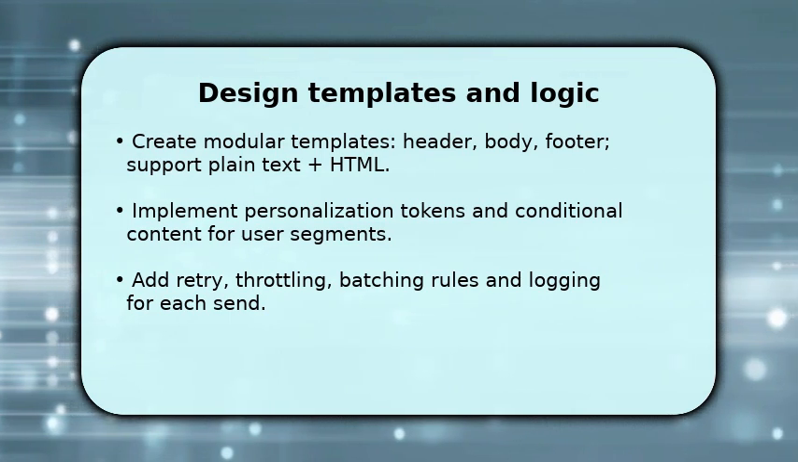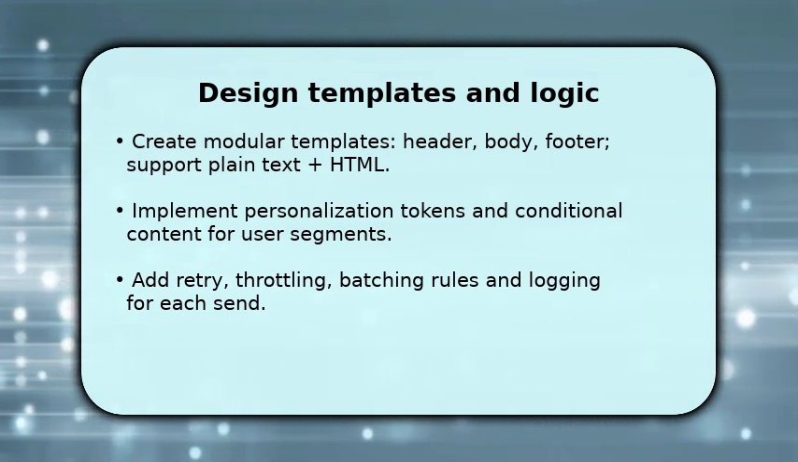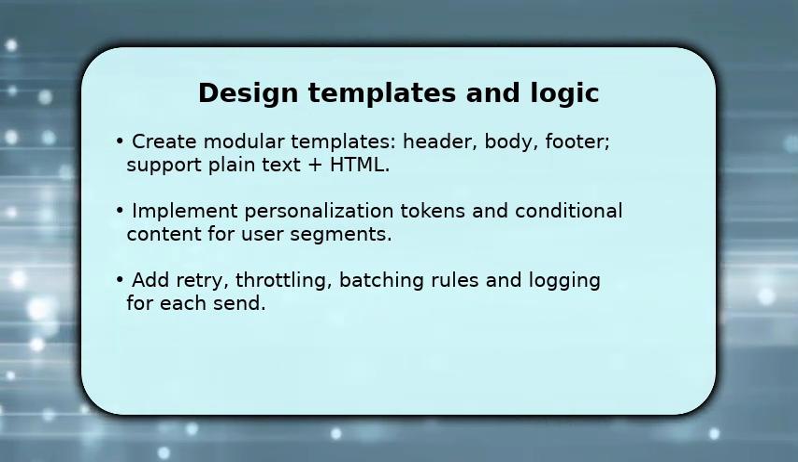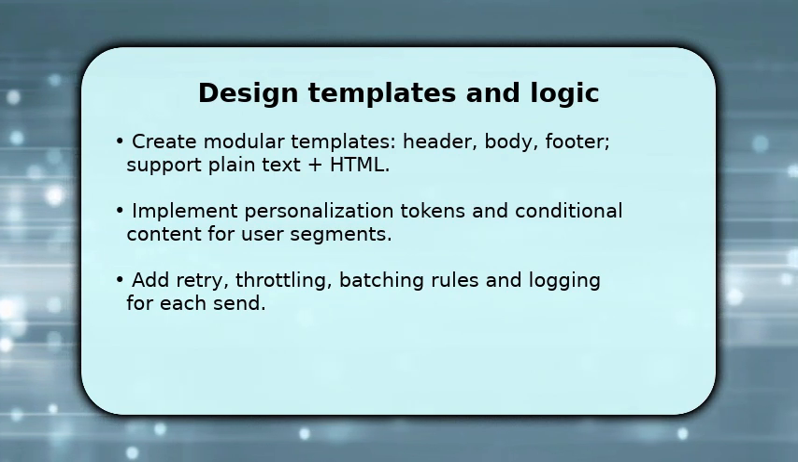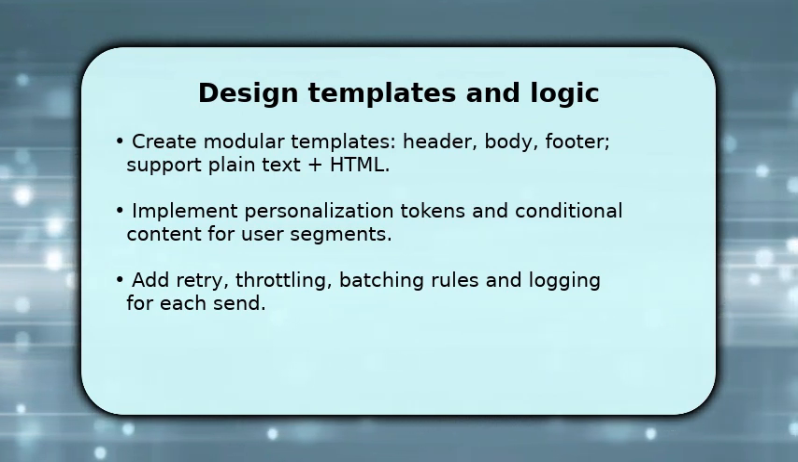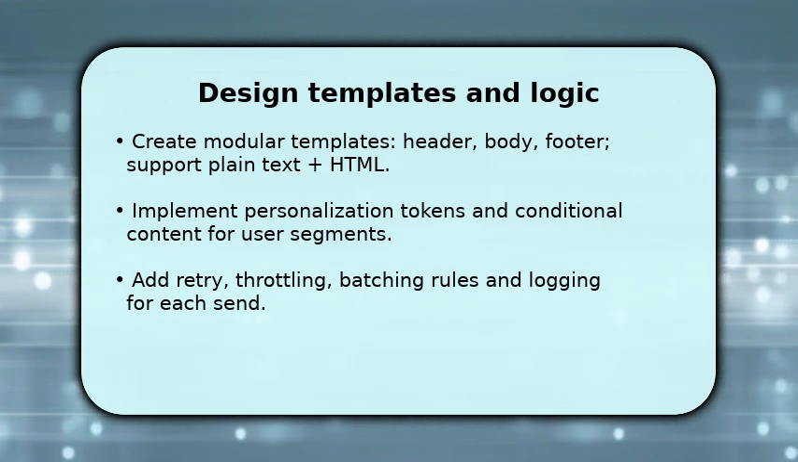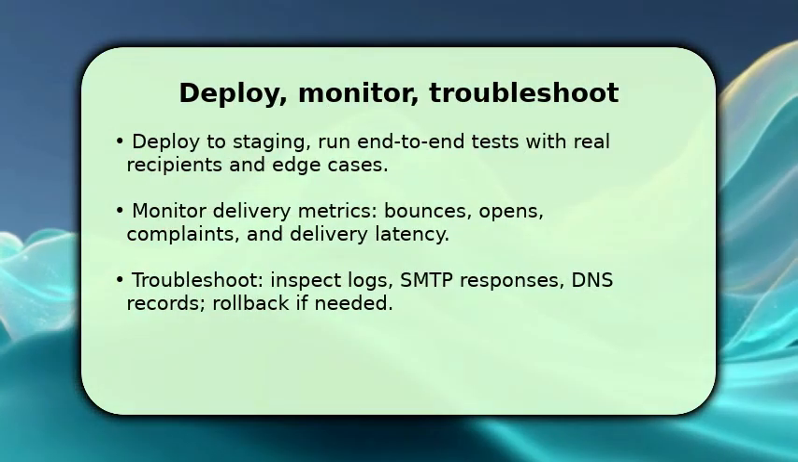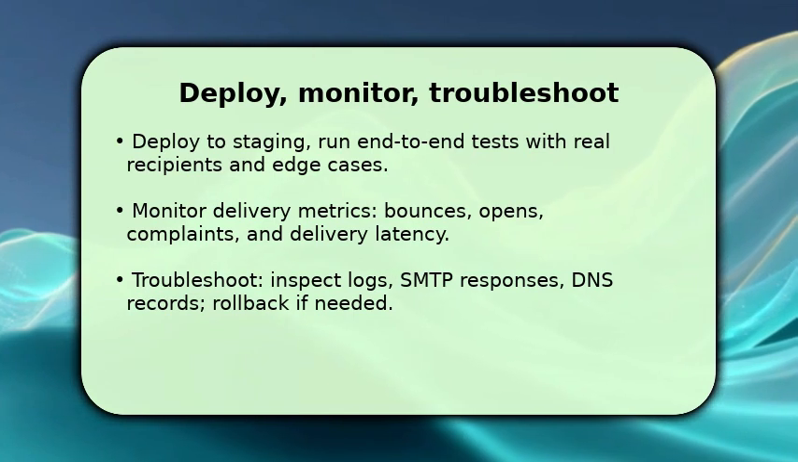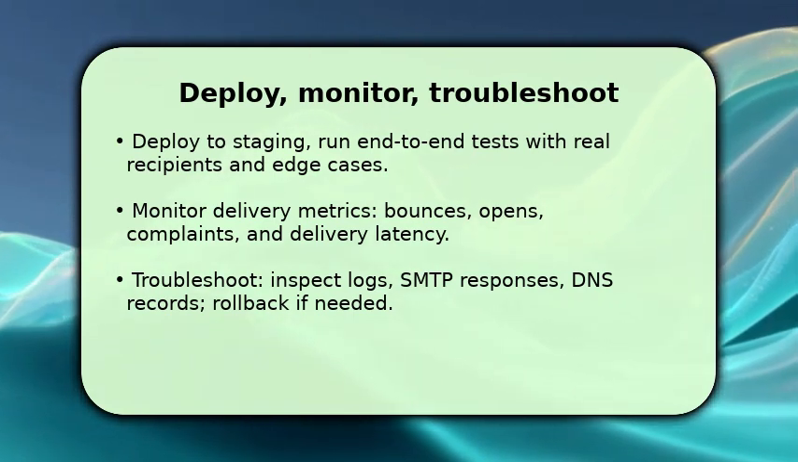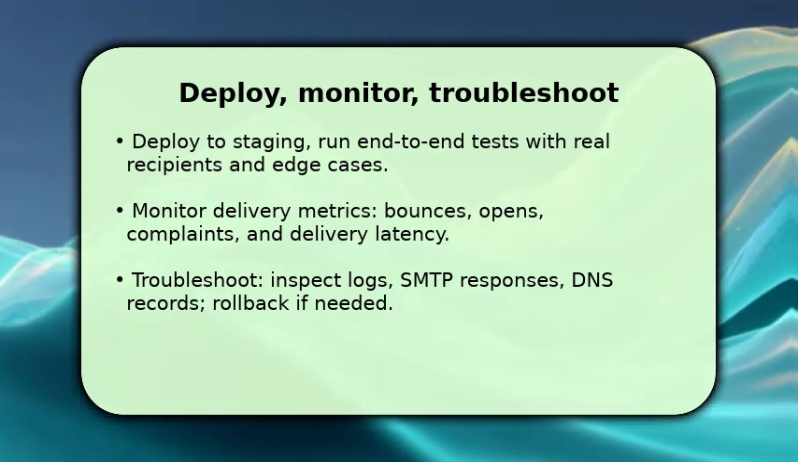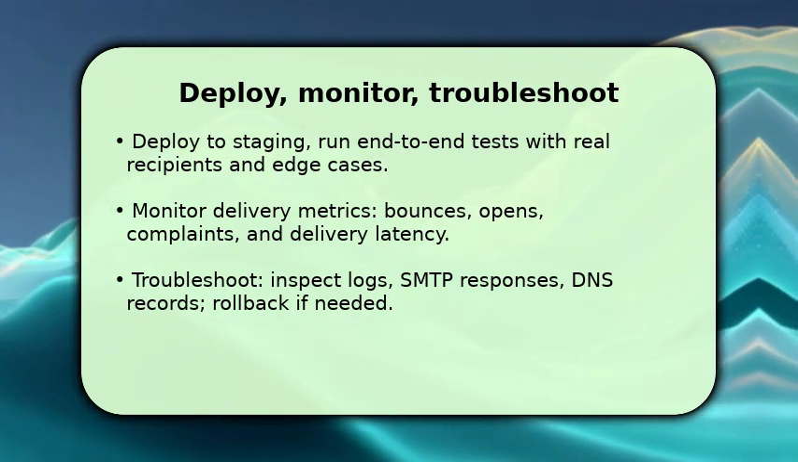Make sure to instrument logs and metrics so you can trace a message from trigger to delivery and spot failures rapidly. You finish by deploying to staging and running end-to-end tests that include edge cases like long names and missing fields. Once live, monitor delivery metrics, bounces, complaints, opens, and latency, and set alerts for spikes.